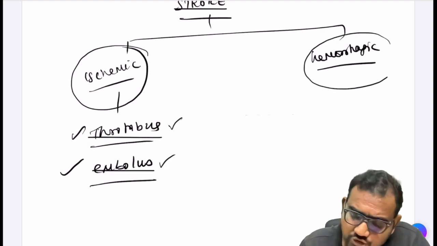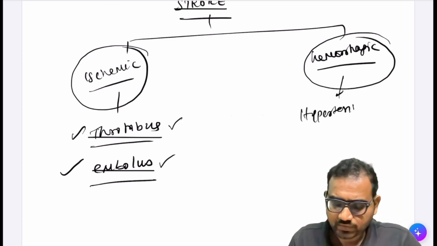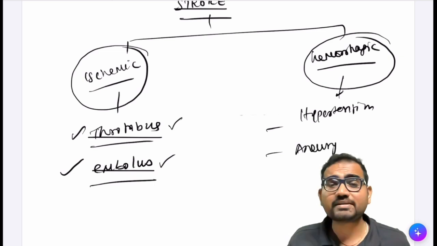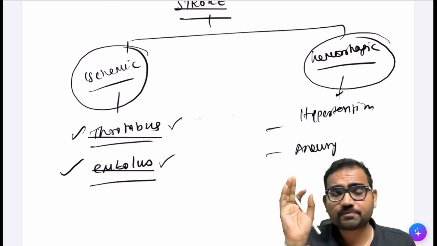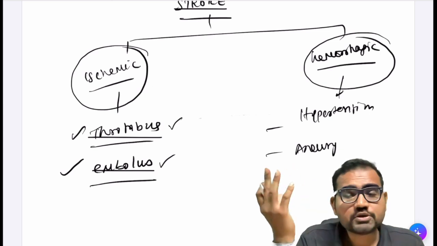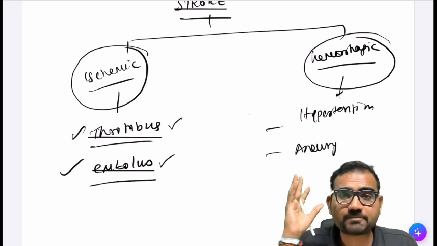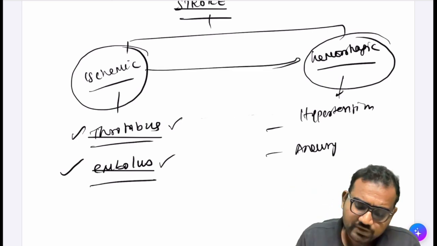And hemorrhagic stroke, you see in cases of hypertension or aneurysm. What is an aneurysm? An aneurysm is basically a dilated blood vessel. The dilated blood vessel is extremely weak, so it can burst at any point of time. When the blood vessel bursts, it results in increased bleeding in that area. That is called hemorrhagic stroke. So ischemic stroke and hemorrhagic stroke.